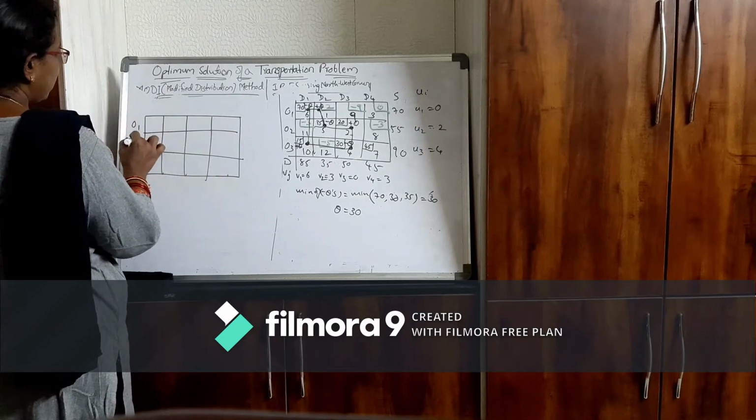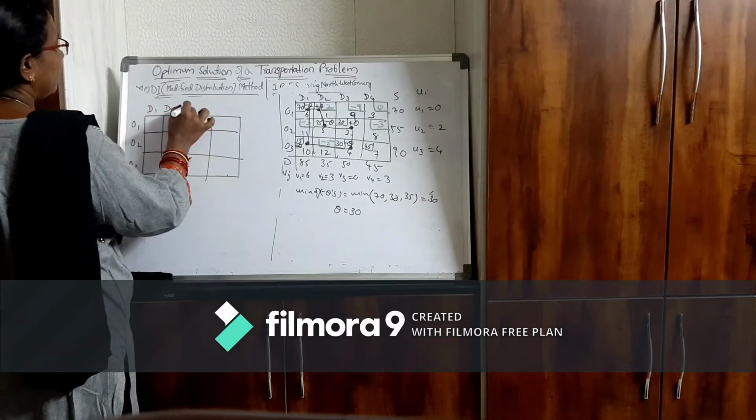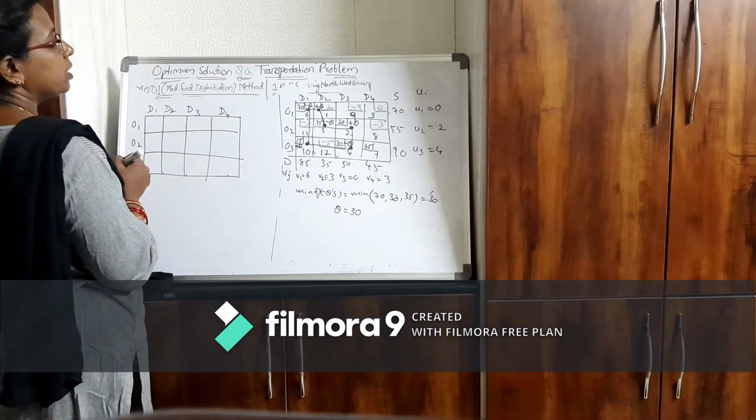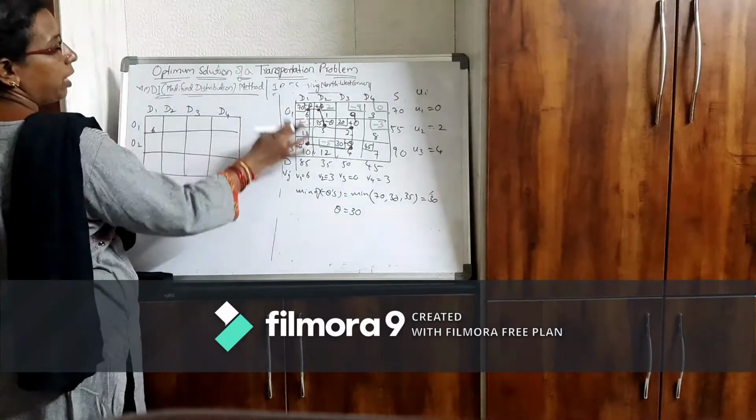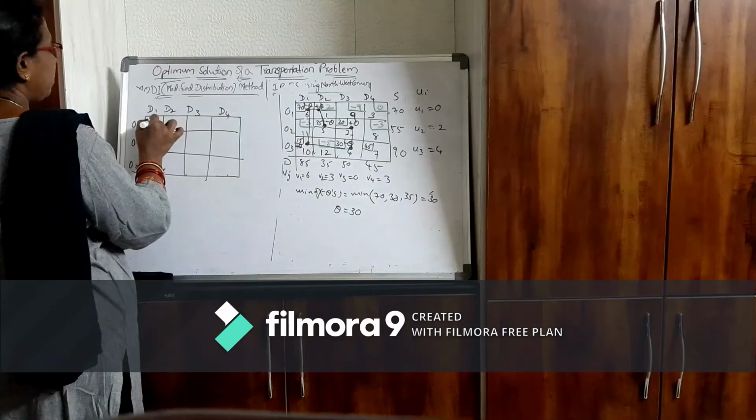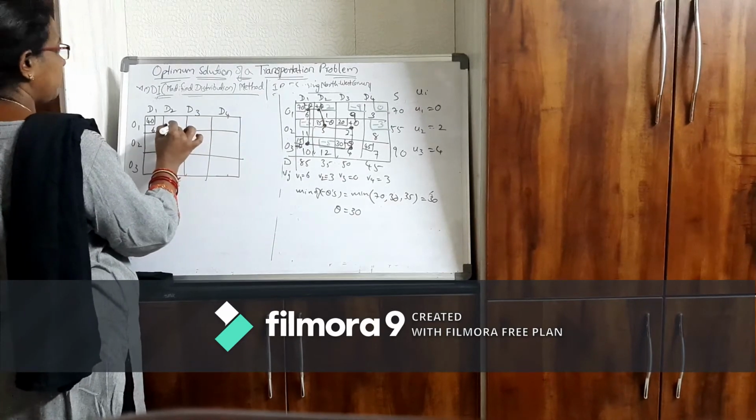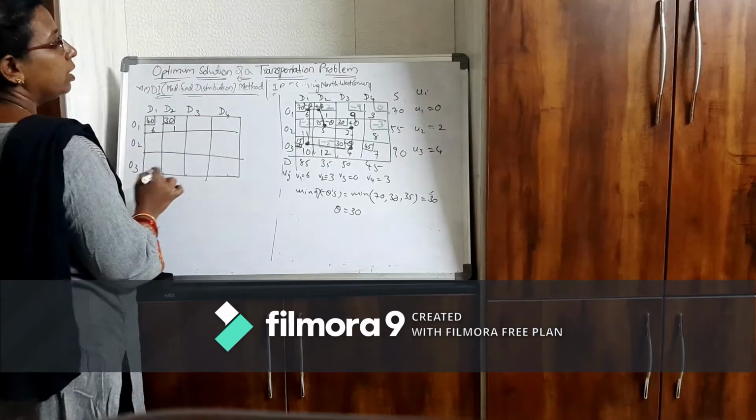So this is O1, O2, O3, D1, D2, D3, D4. Write only the basic cells. So first row I have 6, 70 minus 30, theta is 30, 70 minus 30 will be 40. Here this is plus theta, so it is a basic cell. So 0 plus 30 will be 30.